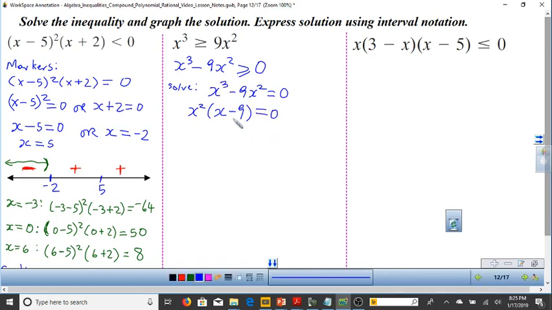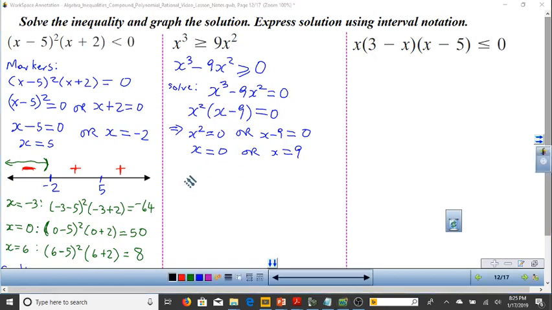And then we solve each part. That means x squared equal to 0 or x minus 9 is equal to 0. So that means our two markers here in this situation are 0 and 9.